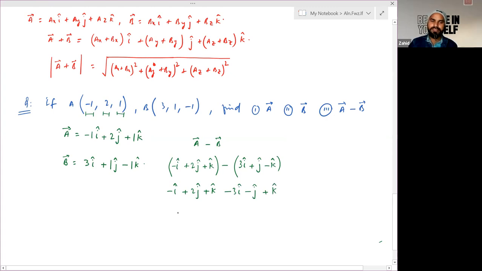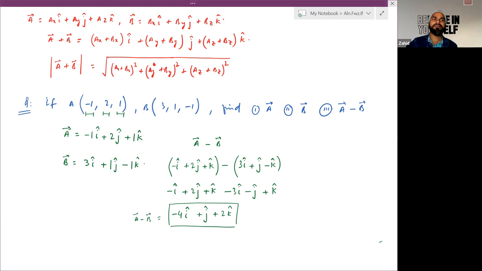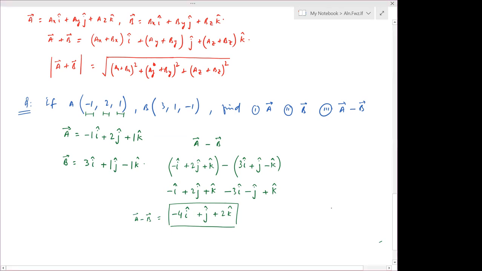Now rearrange them. Minus i and minus 3i will be minus 4i, 2 minus 1 will be 1 j cap, 1 plus 1 will be 2 times k cap. So this will be your A minus B. Alan, any doubt? Okay, just write it down.